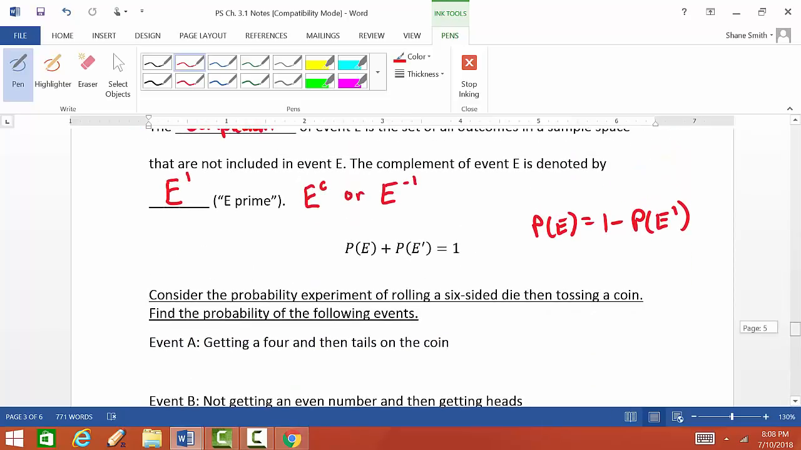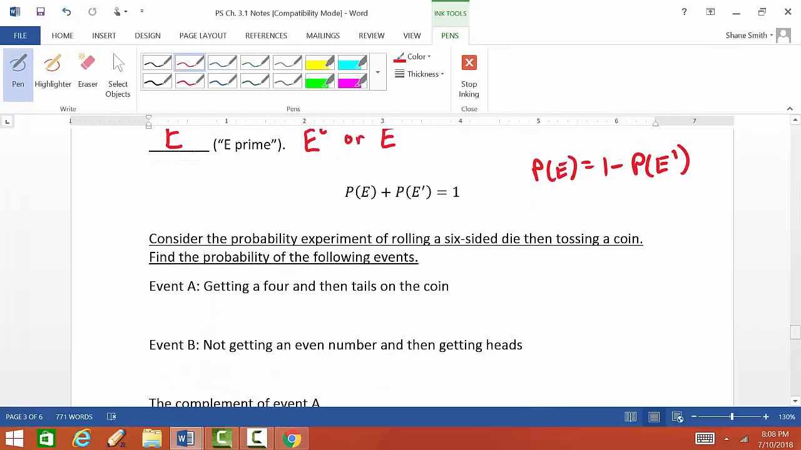So I want you to think about the probabilities of these events and the complements of these events. So pause the video here, try to do these, and then see if you get the same answers that I get.